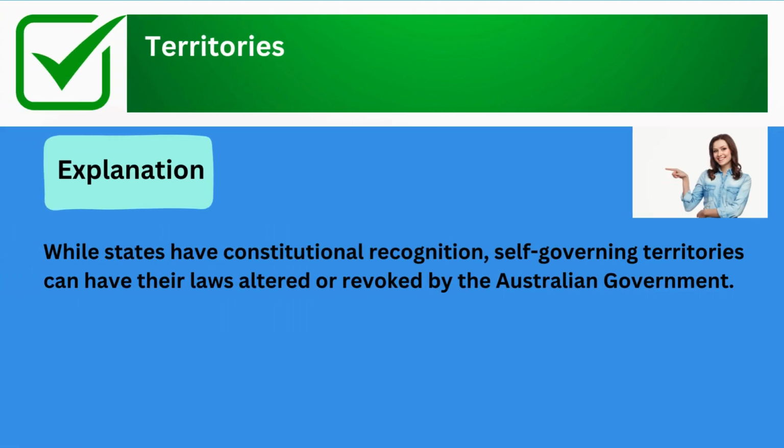The correct answer is territories. Explanation: while states have constitutional recognition, self-governing territories can have their laws altered or revoked by the Australian government.